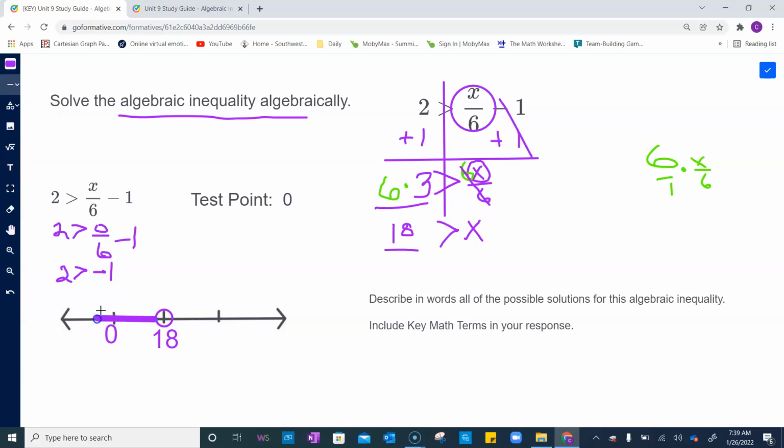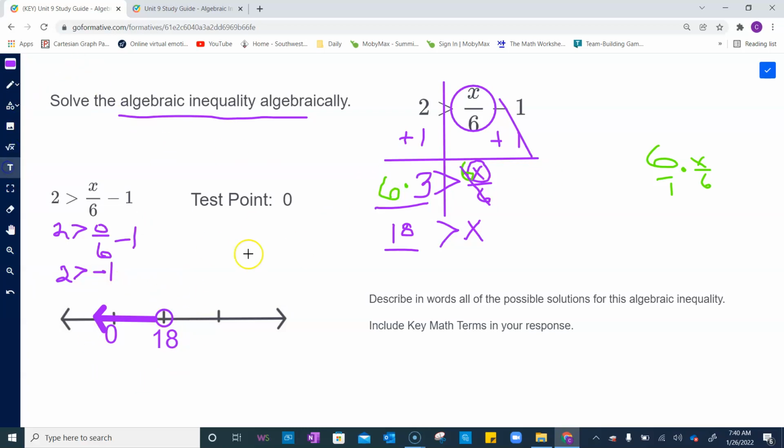Using my line tool, I'm going to put an arrow on the end to indicate that my solutions keep going with that number line to negative infinity. And there you have it. That is how you do your graph of this inequality.